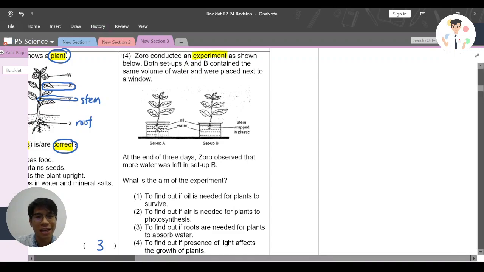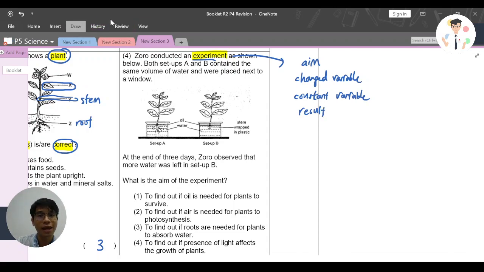Again, when you're talking about an experiment, you must remember you will have something like an aim, you will have a change variable, a constant variable, which means there's something that should be kept the same, and of course we have something like the result. Okay, so let's look at this.